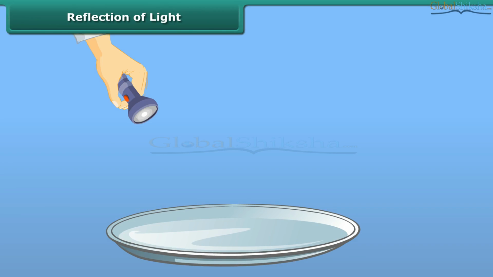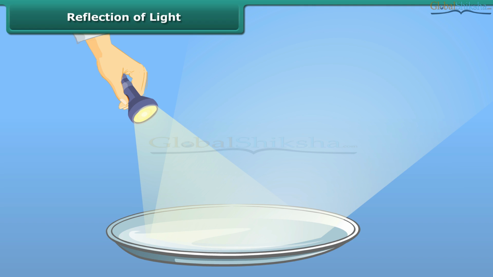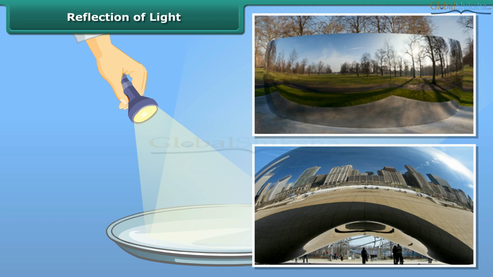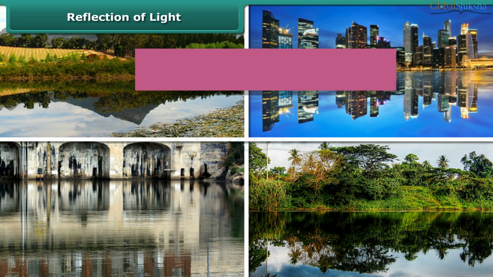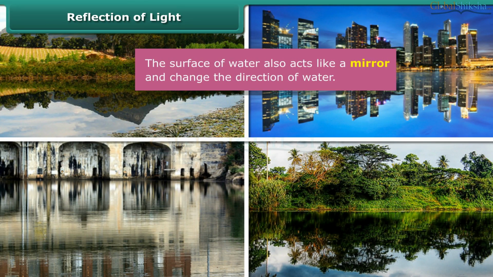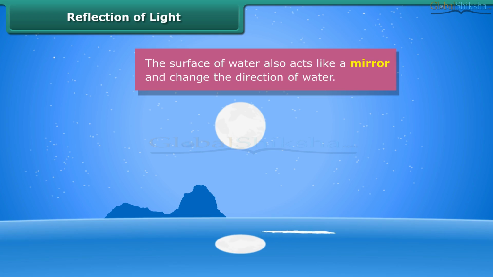Now look at this shiny stainless steel plate. When light falls on its surface, it gets reflected. Therefore, any polished or shiny surface can act as a mirror and can change the direction of light. Have you ever seen reflections in water? Can you tell how we able to see them? Well, the surface of water also acts like a mirror and changes the direction of light. Therefore, we are able to see reflections in water as well.